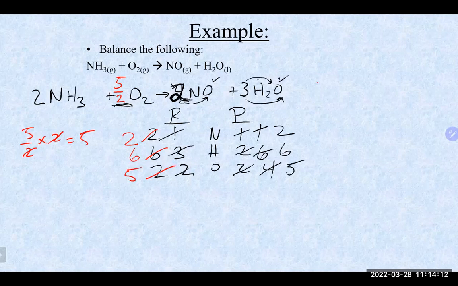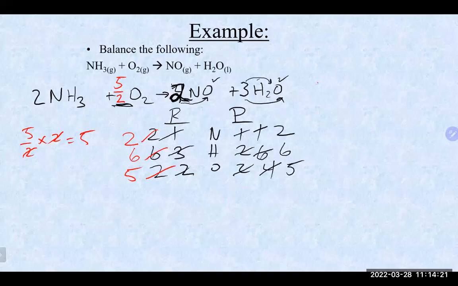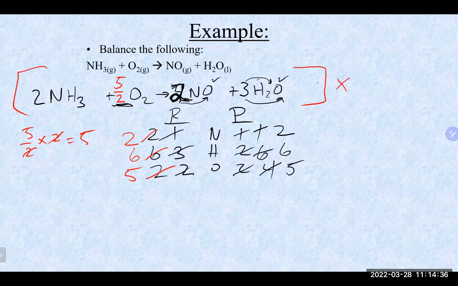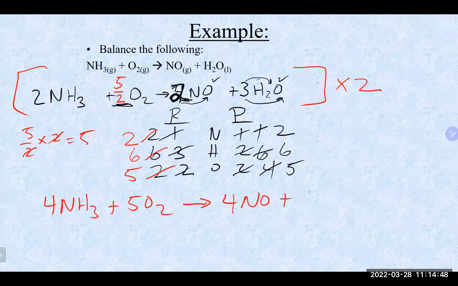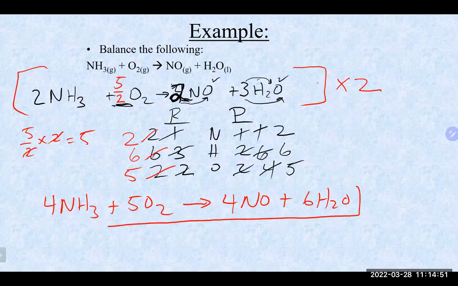Is that the balanced equation? It is balanced, but it's not a properly balanced equation because all of our coefficients are not whole numbers, right? Although we can use a fraction here to balance it, which sometimes you do need to do, you cannot leave the fraction as part of your balanced equation. So we need to go back through and get rid of the denominator by multiplying everybody by 2. That will yield me 4NH3 plus 5O2 gives me 4NO plus 6H2O. And if I didn't screw anything up here, this should still be balanced.